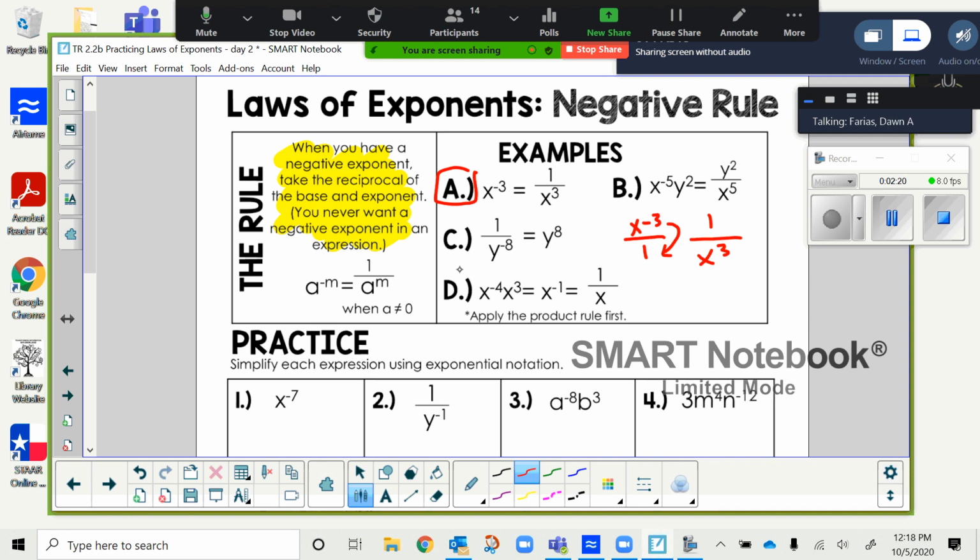Same thing with example C right here. It's 1 over y to the negative 8. Anytime you see a negative exponent, you want to push the base to the other side. This time, the base with the negative exponent is in the bottom, so pushing it to the other side means moving it to the top. So y goes to the top, and change the exponent to positive. There's nothing left on the bottom, so we put a 1 there, but you don't have to write the 1 in the bottom. In the top you do, but not the bottom. So it's just y to the 8.